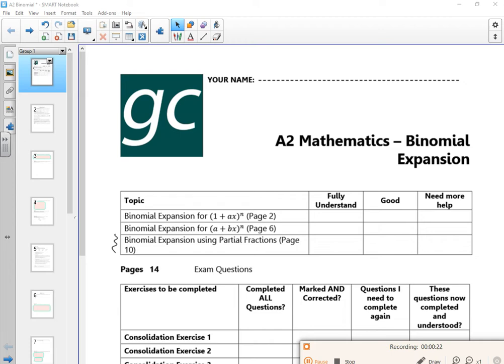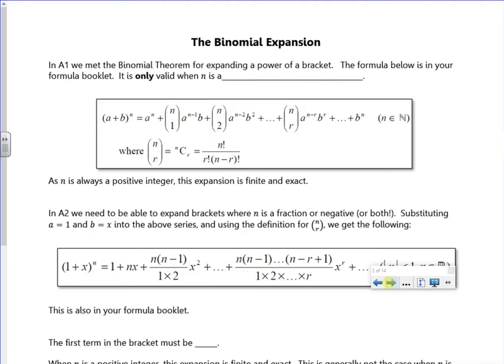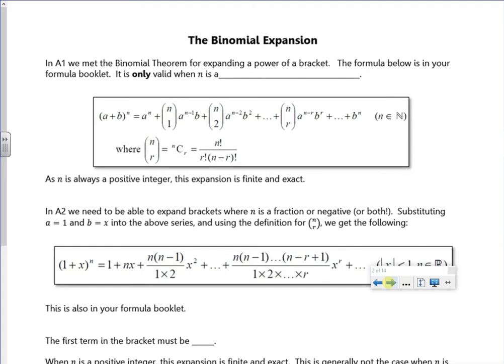Right, so this is binomial. The binomial you've done so far only works for expansions with a positive whole number, like x plus 1 cubed or something like that. So this one works for anything really. Let's have a look at what it says here. It says binomial expanding powers only valid when n is a positive integer.